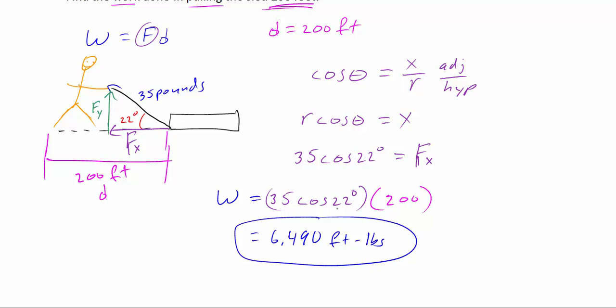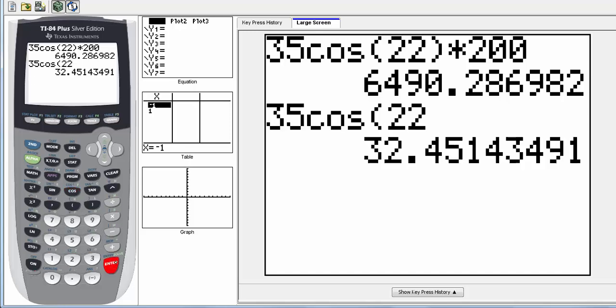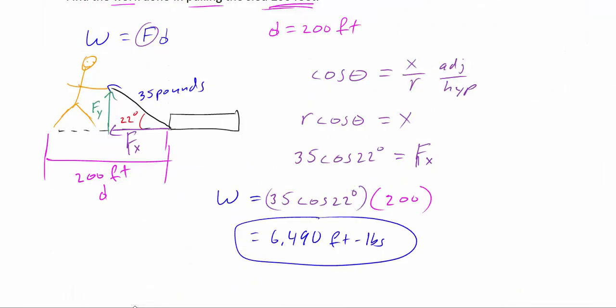So that's the amount of work that is done by pulling with a force here of this 35 pounds, which means the horizontal is pulling at a force of 35 times the cosine of 22. Let me put that in. If we take simply 35 times the cosine of 22, we get roughly 32.5. So that tells us that we're pulling here at a force of 32.5 in the x direction. So that means the amount of work that we would calculate would be 6,490 foot-pounds.